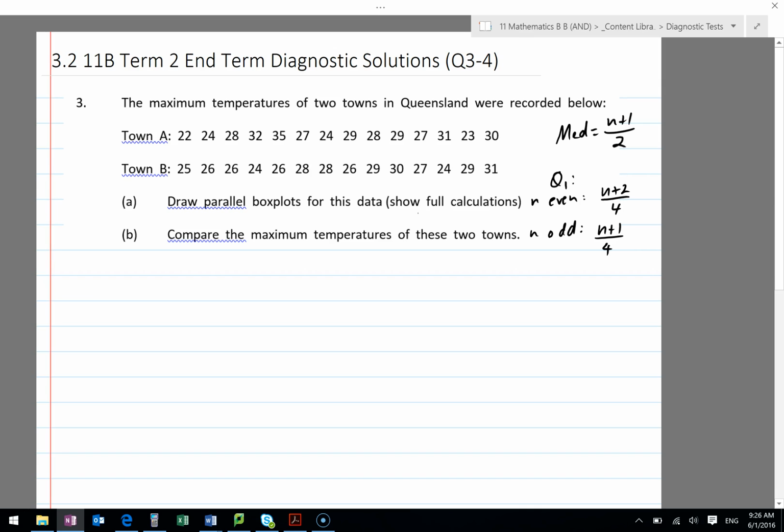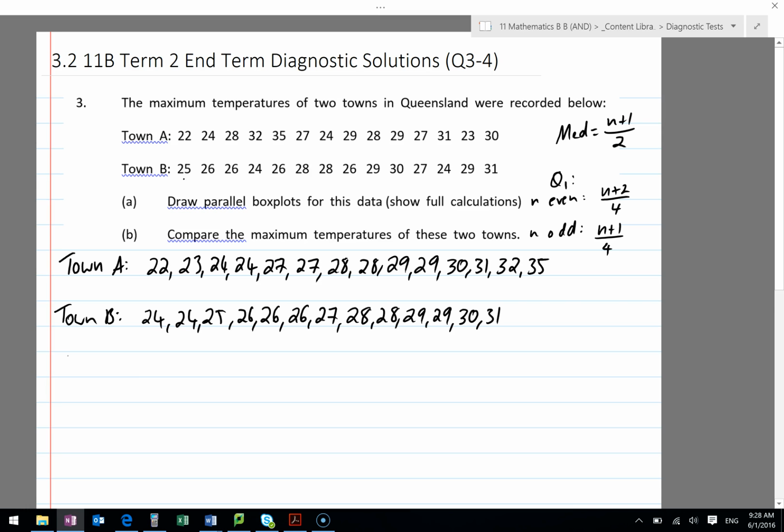Okay, so I need to draw parallel box plots for the data. So that means I need to find the minimum, Q1, Q2, Q3, and the maximum. So I'll do it by hand for town A. Since I'm showing full calculations, I'll need to put these in ascending order. In both scenarios, n equals 14. So I know that the median is at n plus 1 on 2, so it'll be at the 7.5th score. And Q1, since n is even, will be at n plus 2 on 4.